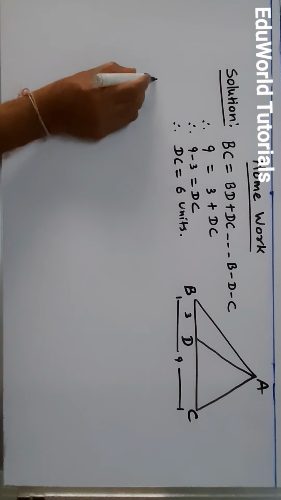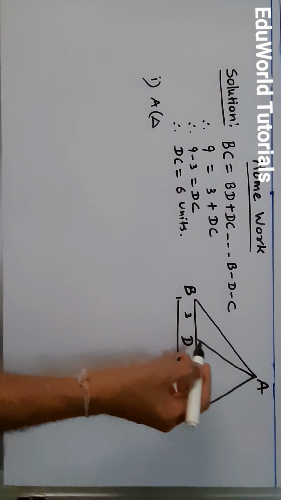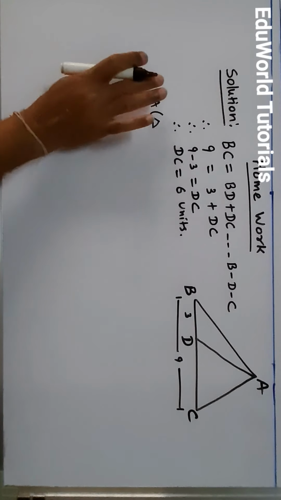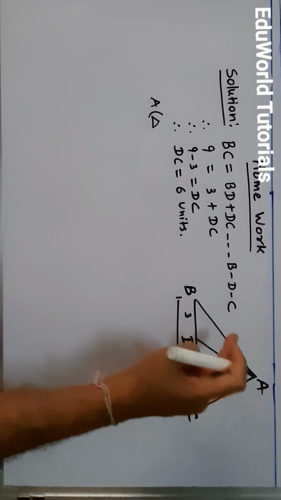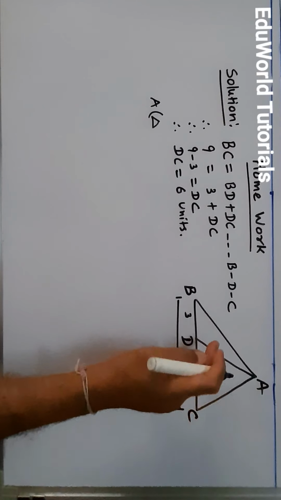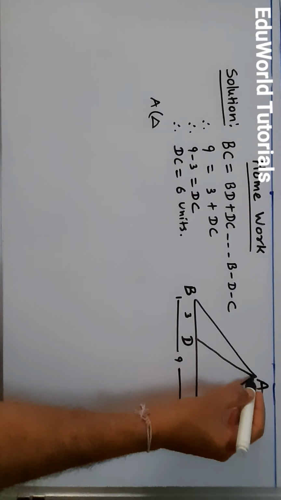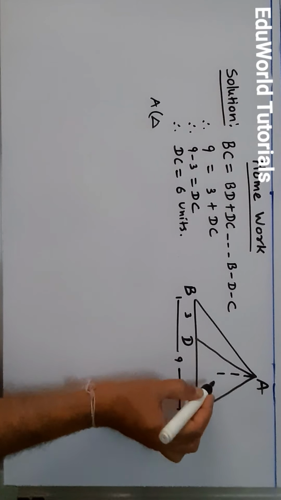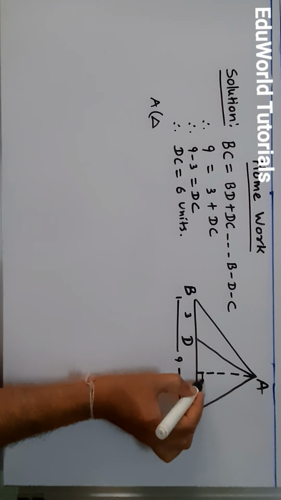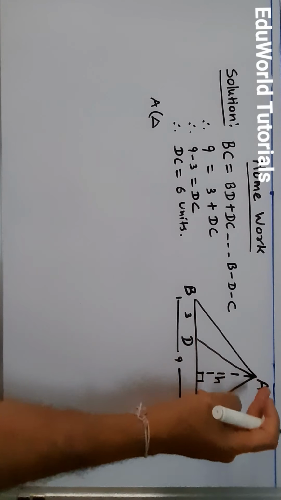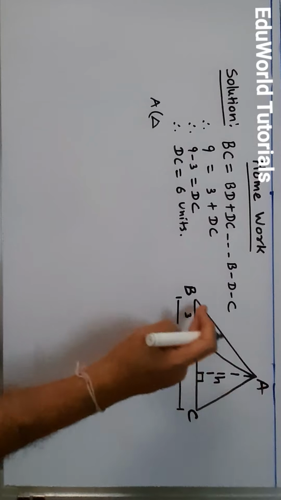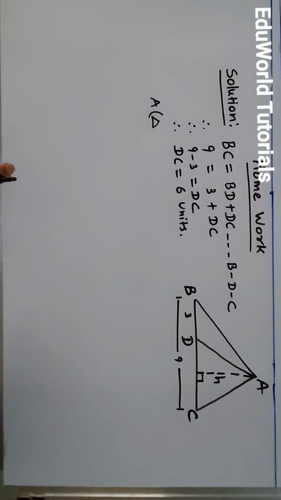Now they have asked us three ratios. First ratio is area of triangle ABD to area of triangle ADC. Since this ratio is asked, we have to find the ratio of area of triangle ABD to area of triangle ADC. But we have to see that there are three triangles, and all the three triangles have the same height. Whether it is triangle ABD, triangle ADC or triangle ABC, all the three triangles have the same height.